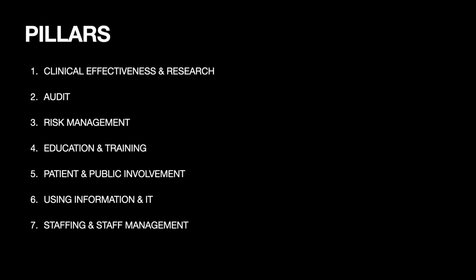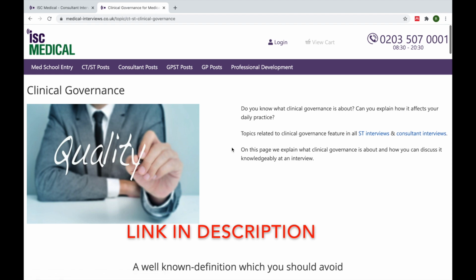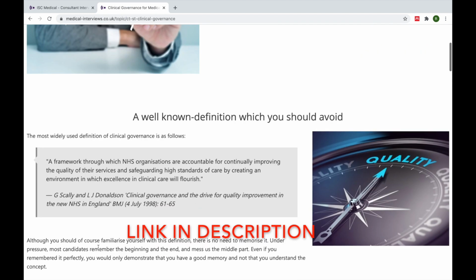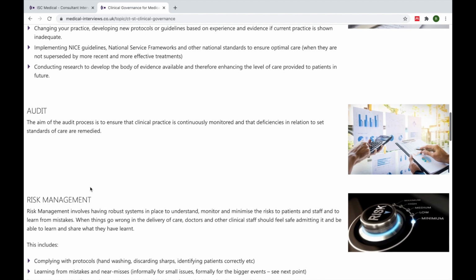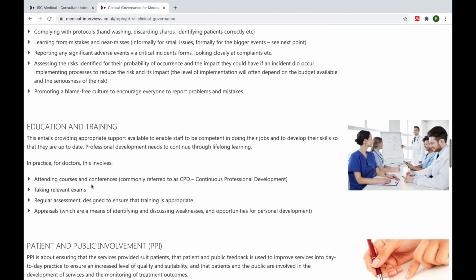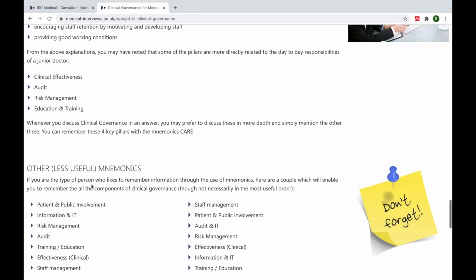The next step is to understand what the pillars of clinical governance are and how they apply to your practice. I have listed them out here for you and would suggest that you take a look at ISC Medical's website for their section on clinical governance. There is detailed explanation on each of these pillars and how they translate to clinical practice.